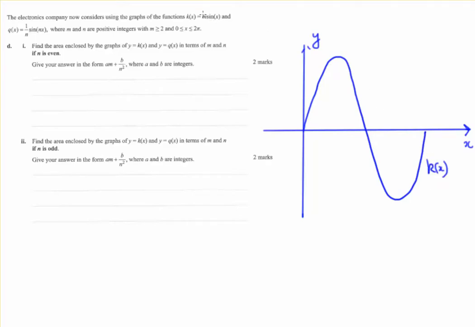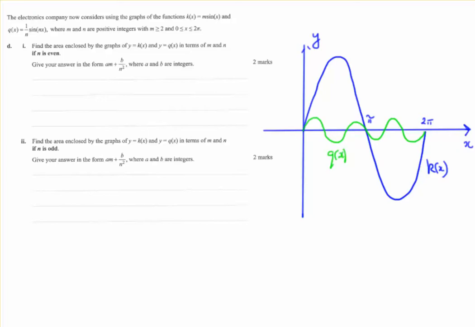Notice that m is a variable and it's greater than 2, so this only affects your amplitude. So these x-intercepts are fixed at pi and 2 pi. These are fixed. Whereas this q of x here is a little more tricky. It depends on the value of n, but if you think about it carefully, you're always guaranteed to have that x-intercept there. So this is an example for a particular value of n for the graph of q of x.